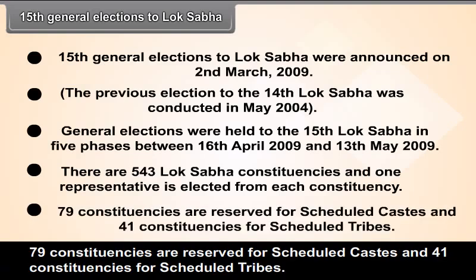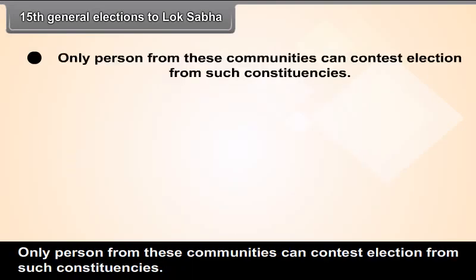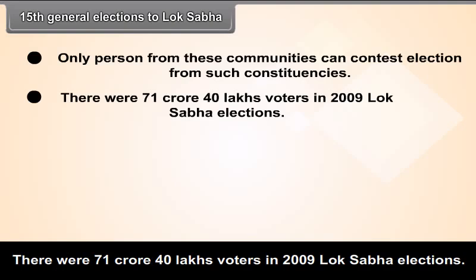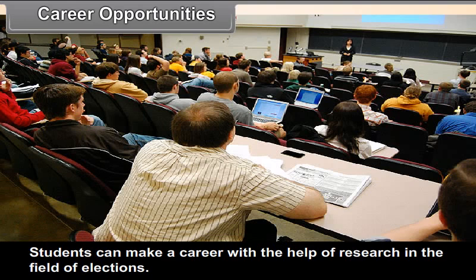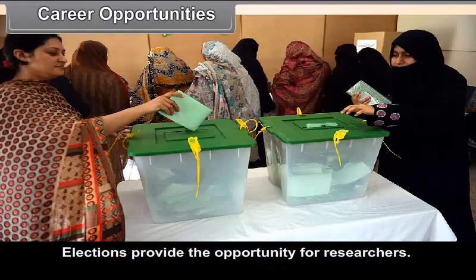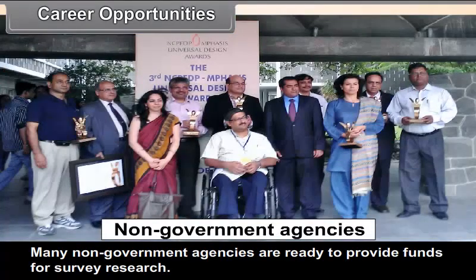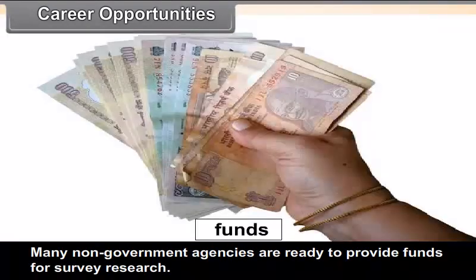Fifteenth general elections to Lok Sabha were announced on 2nd of March 2009. The previous election to the 14th Lok Sabha was conducted in May 2004. General elections were held to the 15th Lok Sabha in 5 phases between 16th April 2009 and 13th May 2009. There are 543 Lok Sabha constituencies and one representative is elected from each constituency. 79 constituencies are reserved for scheduled castes and 41 constituencies for scheduled tribes. Only a person from these communities can contest election from such constituencies.